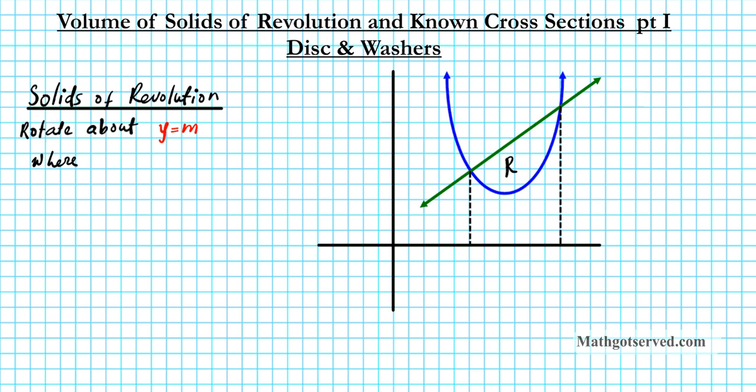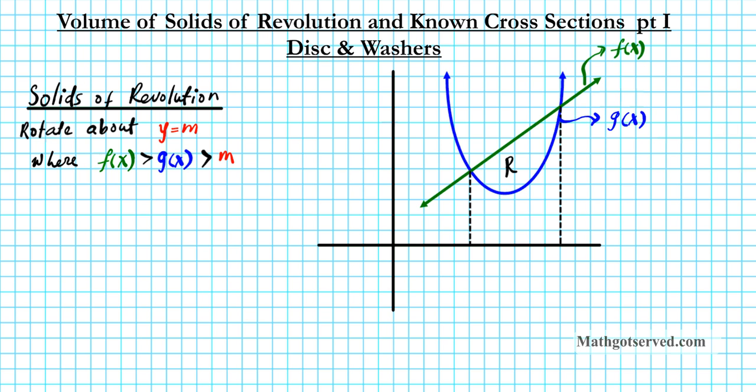So f of x is going to be greater than g of x. As you can see here, f of x, the green one, is on top of g of x, and g of x is going to be greater than our axis of rotation, y equals m. All right, so let's go ahead and label our functions so we know what's going on. The function on the top is f of x, and the function on the bottom, this function right here, is g of x.